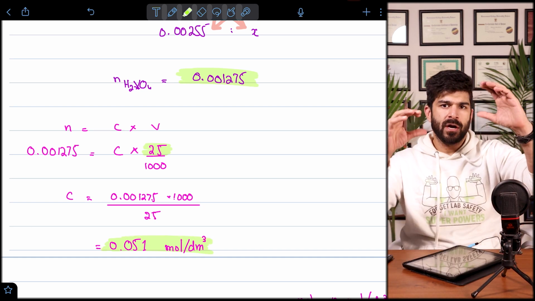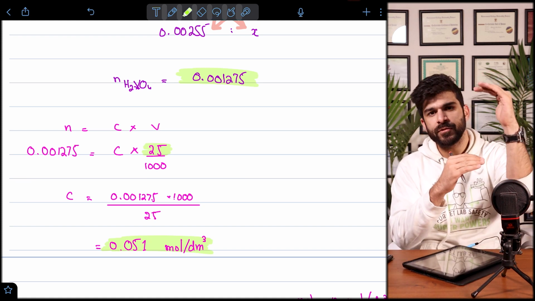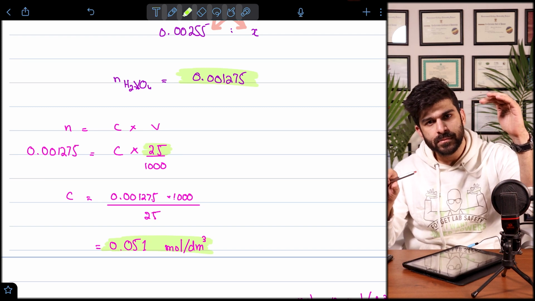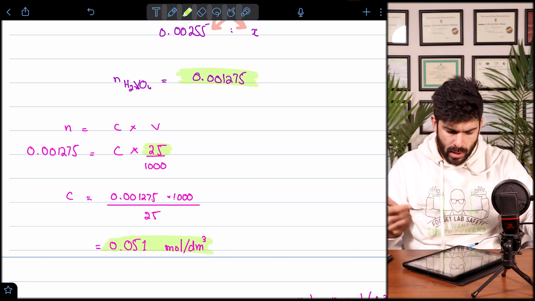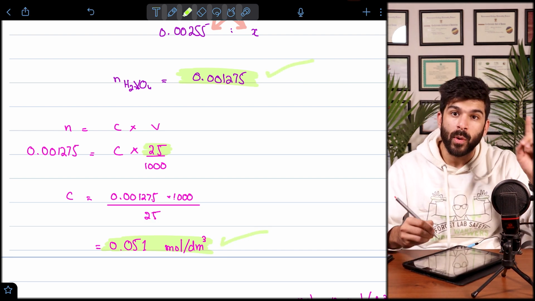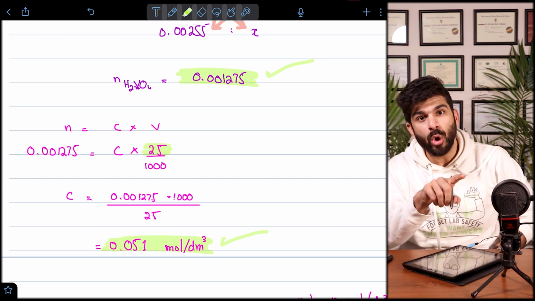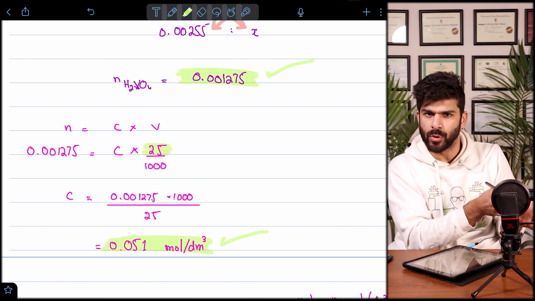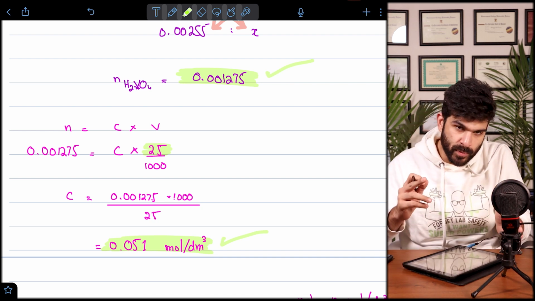So for instance, I have 1 decimeter cube, which is almost 1 liter. So I have 1 liter of a solution. I just transferred 25 centimeter cube from that. So this is just a correlation between the two. The above moles are in 25 centimeter cube, and this is the moles in 1 decimeter cube. So concentration is also moles in 1 decimeter cube. Moles are just moles in any particular volume, but concentration is the moles in 1 decimeter cube.